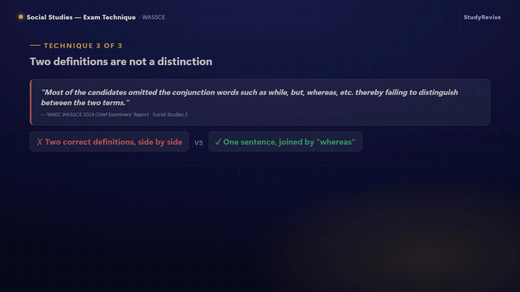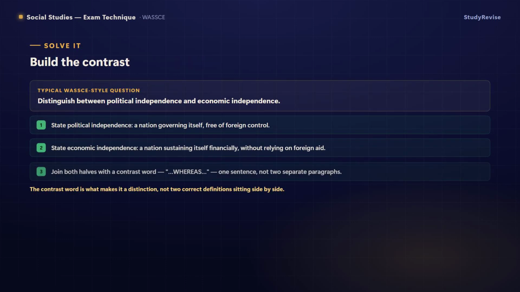Let's test it. Distinguish between political independence and economic independence. Watch the joint doing the work. Political independence is a nation governing itself, free of foreign control, whereas economic independence is a nation sustaining itself financially without relying on foreign aid. One sentence, one contrast word. That is the distinction the question actually asked for.